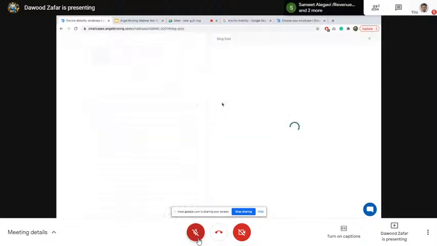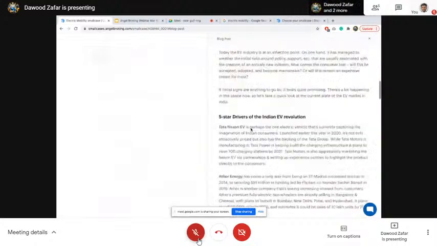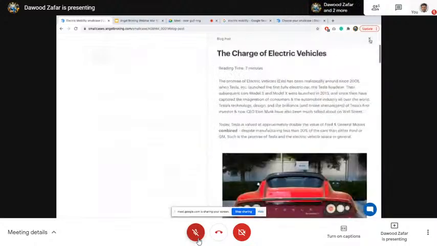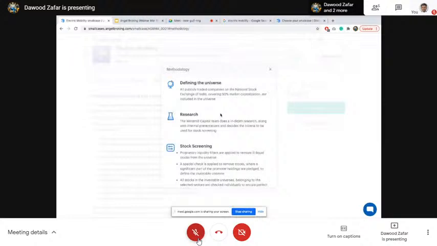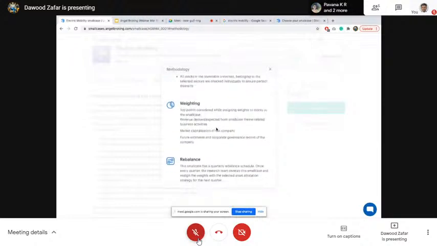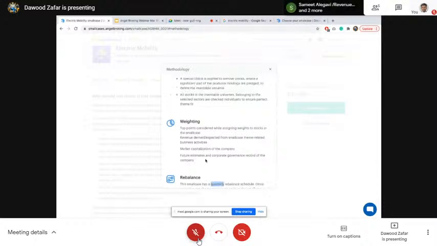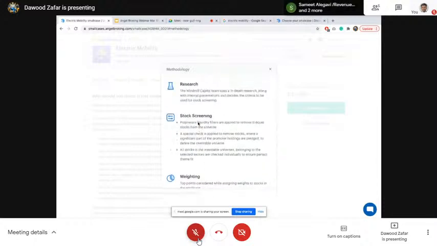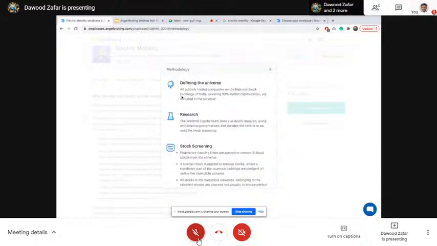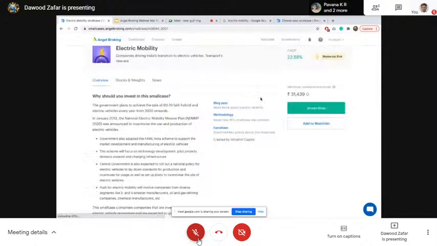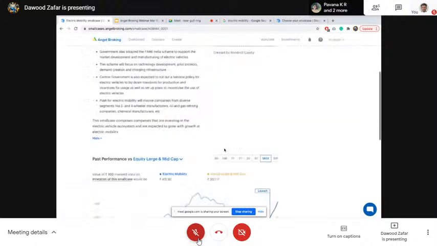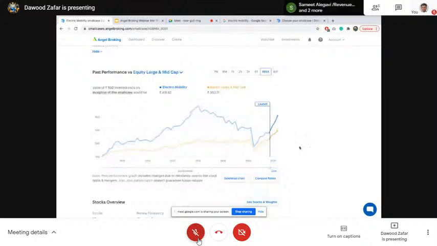Here, if you click, you will be able to see the blogs related to this, right? If you click on methodology, you'll be able to see the selecting criteria, how much weight we have given, this is quarterly rebalanced, right? The rebalance criteria, stock screening criteria, what filters we have applied, like liquidity, the research behind it and all. You can even download a fact sheet and track more. The main part is this. You will be able to track the performance compared to the benchmarks, right?